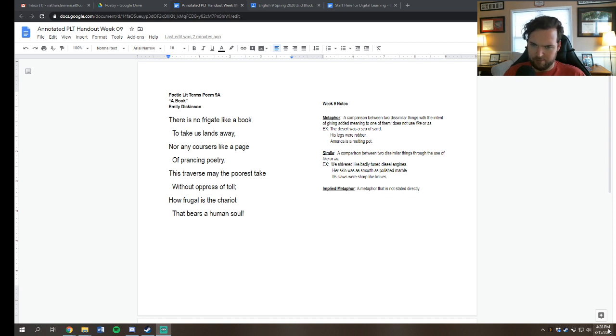There is no frigate like a book to take us lands away, nor any coursers like a page of prancing poetry. This traverse may the poorest take without oppress of toll. How frugal is the chariot that bears a human soul.